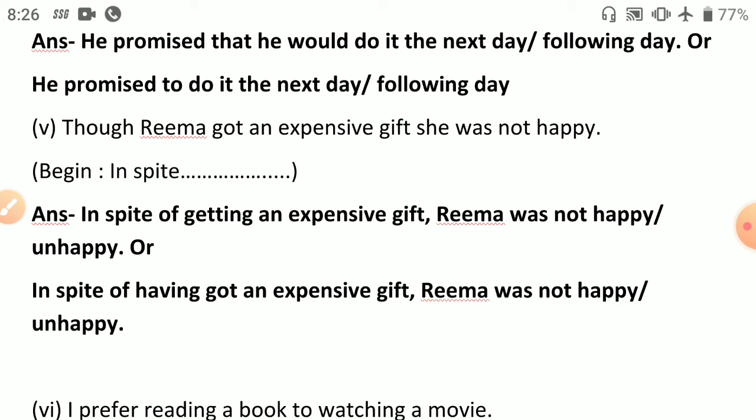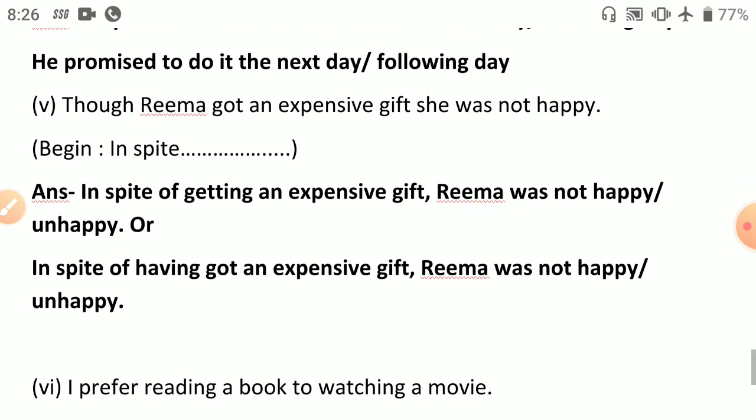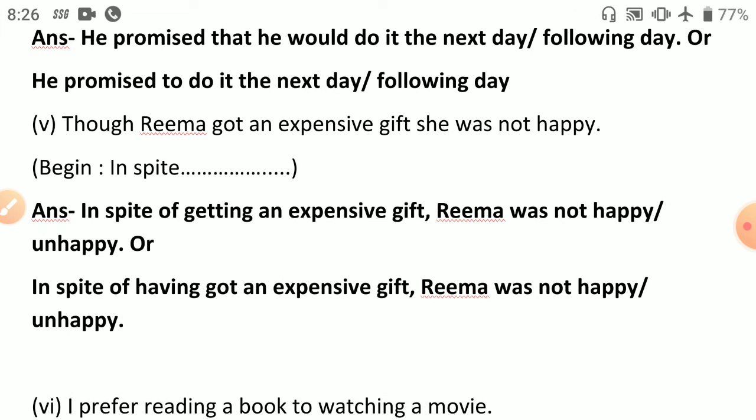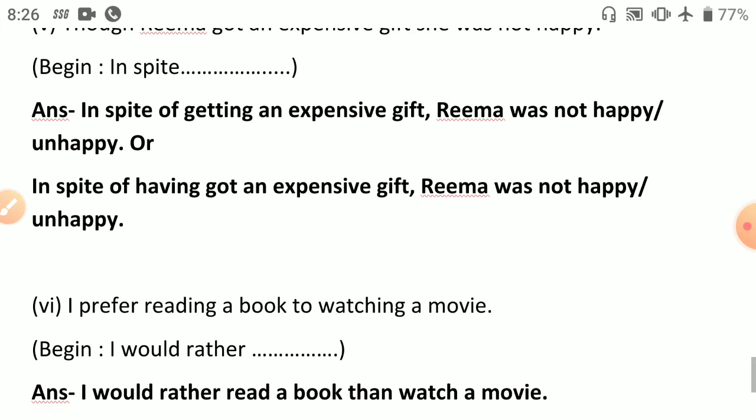Fifth: though Rima got an expensive gift, she was not happy. In spite, a contrast sort of sentence. So, in spite of getting an expensive gift, Rima was not happy. You can write unhappy also. Or you can write in spite of having got. Here we are using a perfect participle. In spite of having got an expensive gift, Rima was not happy or unhappy.